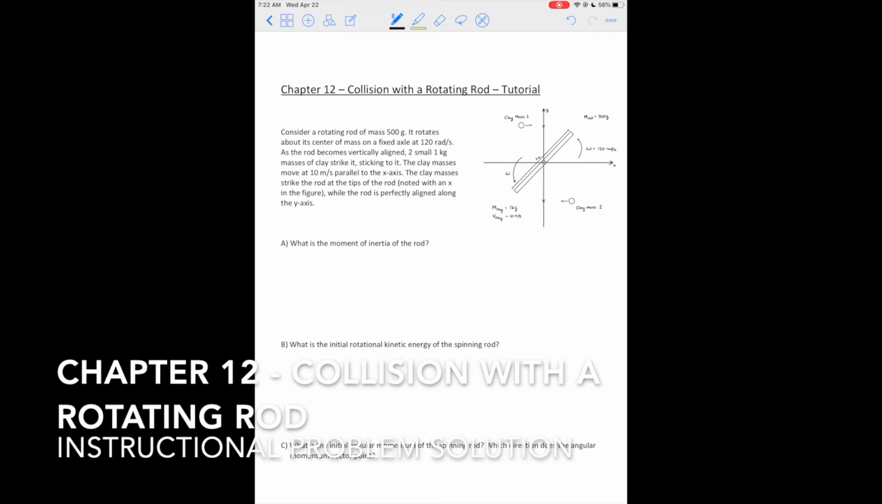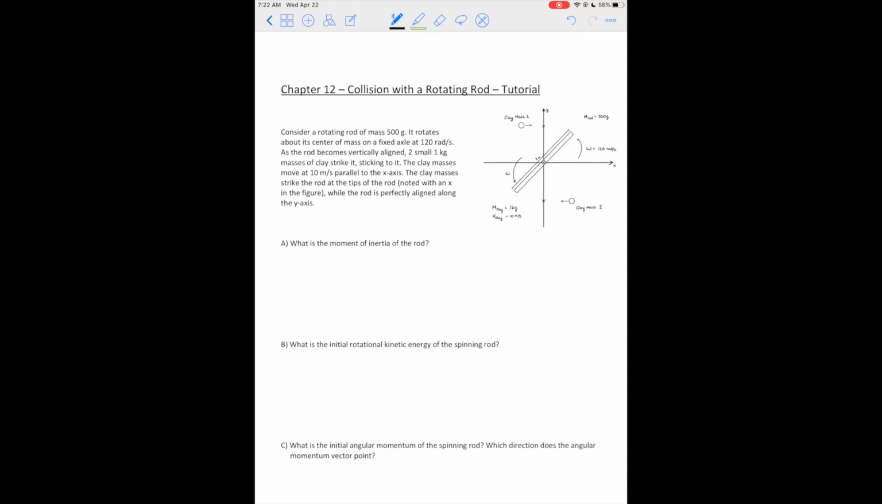Hey folks, talking about another tutorial problem. This one is not from the book, but it's titled Collision with a Rotating Rod. So consider a rotating rod of mass 500 grams. It rotates about the center of mass on a fixed axle, and it's rotating at 120 radians per second. As the rod becomes vertically aligned, two small 1 kilogram masses of clay strike it, sticking to it.